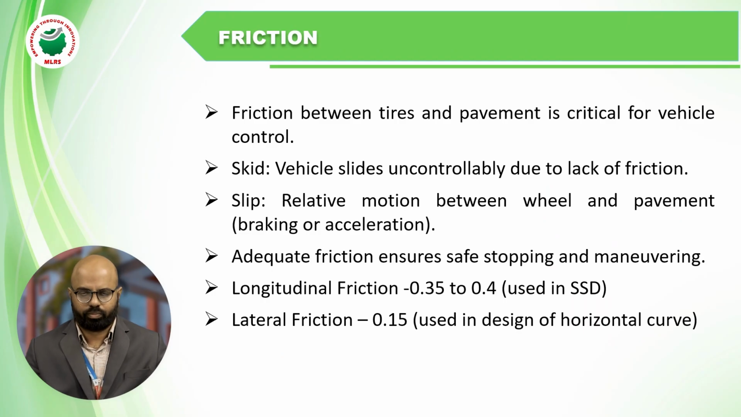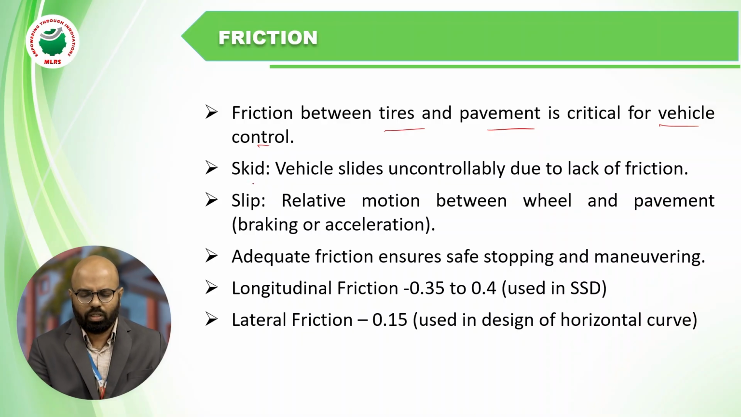The next element we are going to discuss is friction. Whenever we talk about friction, we are talking about the friction between the tires and the pavement. The pavement may be flexible pavement or rigid pavement, that means asphalt pavement or cement concrete pavement. Friction is critical for vehicle control. Without friction the vehicle won't stop, right? So friction is an important critical factor in controlling vehicle stopping.